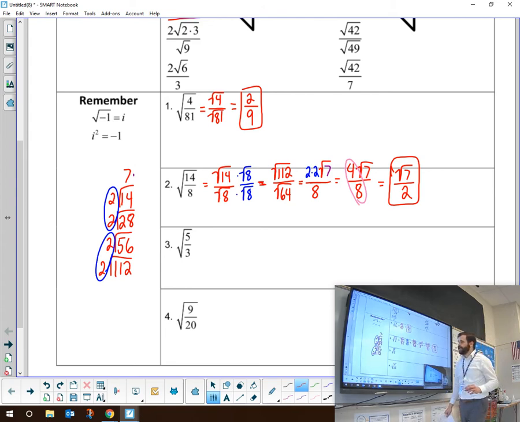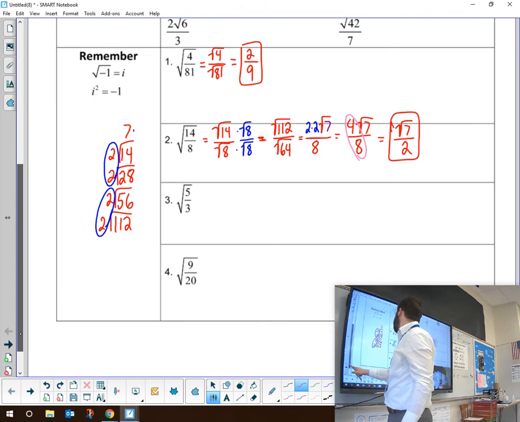All we're doing is, to back up, we just multiply by whatever the square root is on the bottom. That's going to cancel out the square root on the bottom, and then we just simplify the top. And then, if we can reduce, we reduce. That's it. Okay, now let's try number 3.